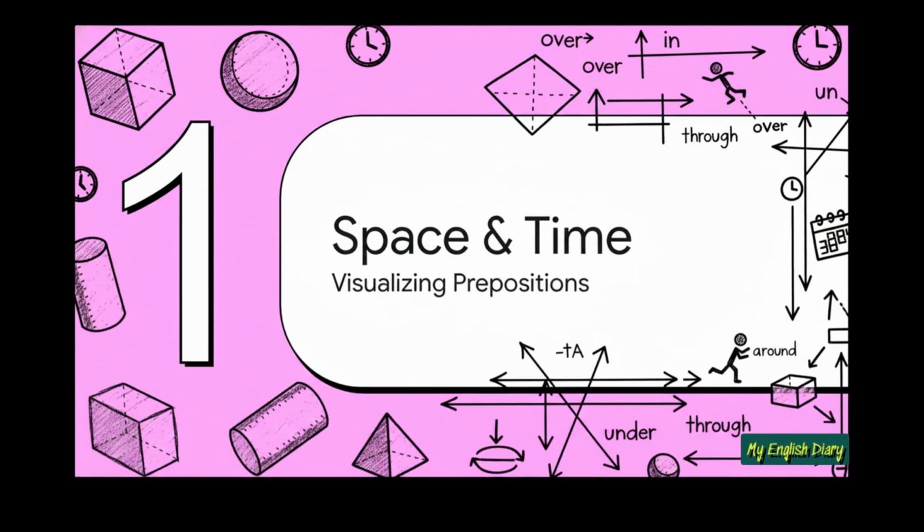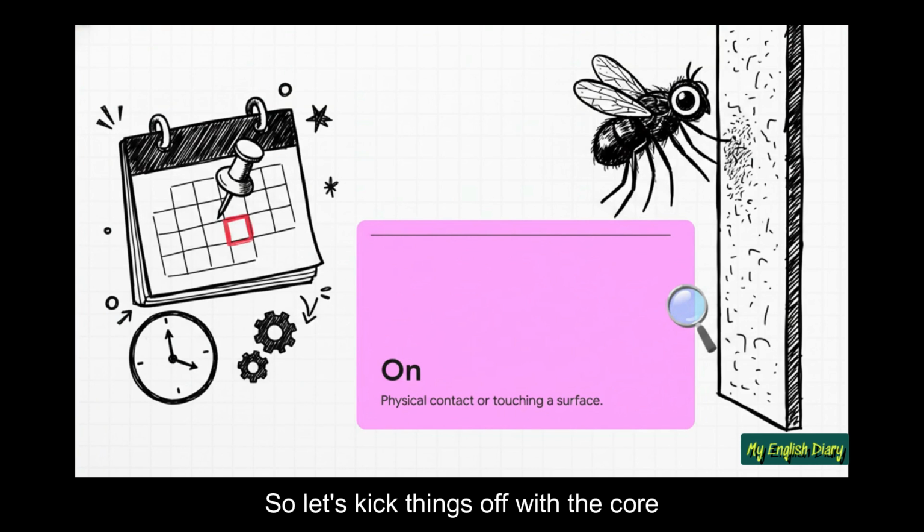Section 1. Visualizing space and time. So let's kick things off with the core definition of the word on. It really just means physical contact or touching a surface. Think of a fly stuck right on a wall. It's in direct physical contact, right?